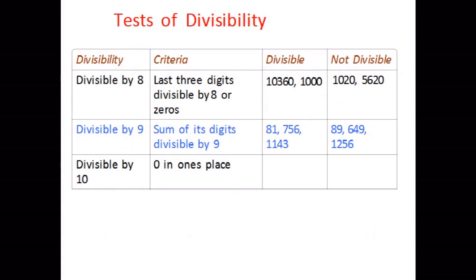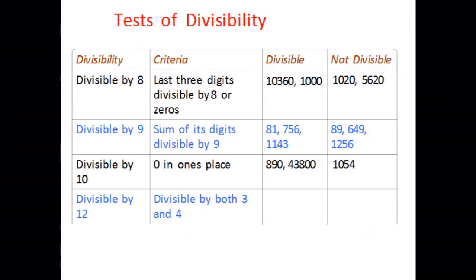Now divisibility by 10. Very easy again. There should be 0 in one's place, like the table of 10. And here are some examples for divisible and not divisible numbers. Now divisibility by 12. If the number is divisible by both 3 and 4, then the number is divisible by 12. Here are some examples like 132, 96, divisible by 12 because these are divisible by 3 as well as 4. 100 is divisible by 4 but not by 3, so it is not divisible by 12.